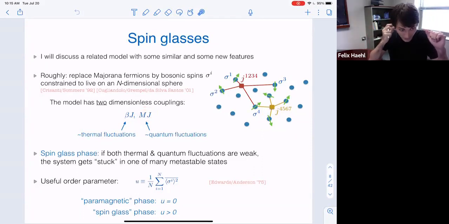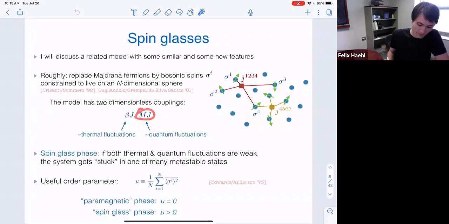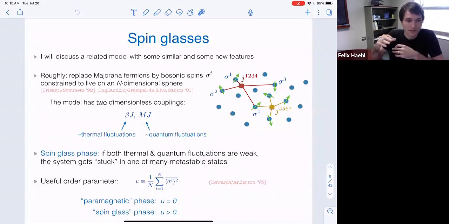So the spins live on a sphere, and you have a choice how big you want to make that sphere. And this dimensionless combination MJ is going to be a proxy for the strength of quantum fluctuations. So there's going to be interesting competition in this model between thermal and quantum fluctuations. And of course, the feature we're going to be mostly interested in is the fact that this model has a spin glass phase. So what is that phase?